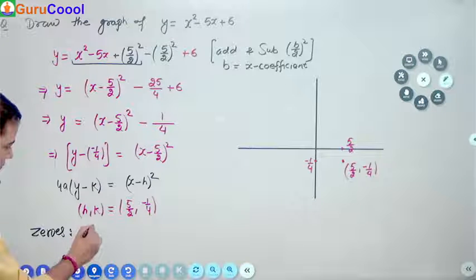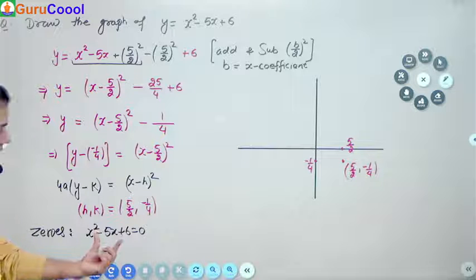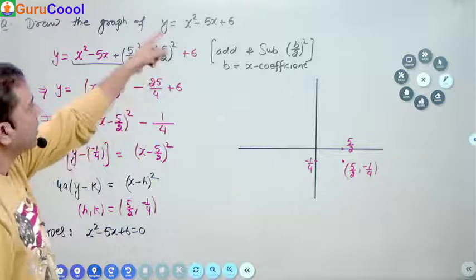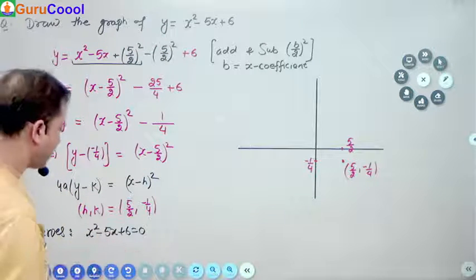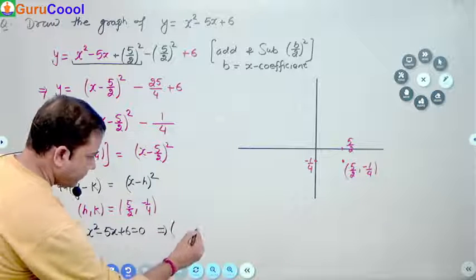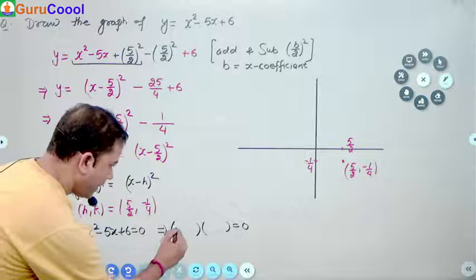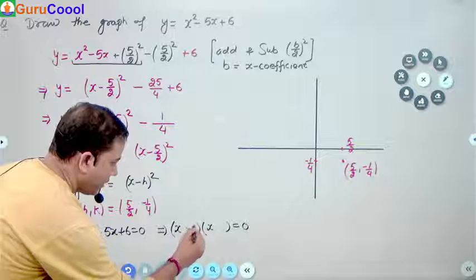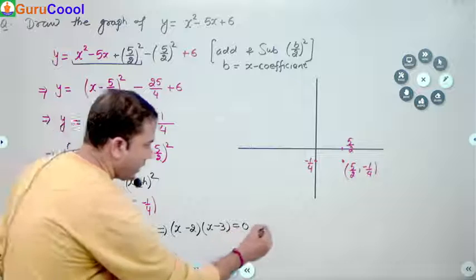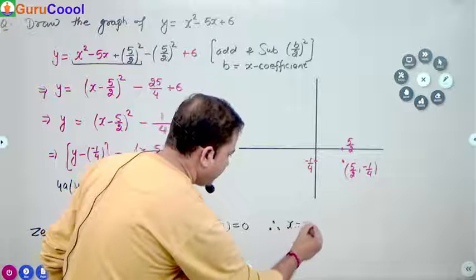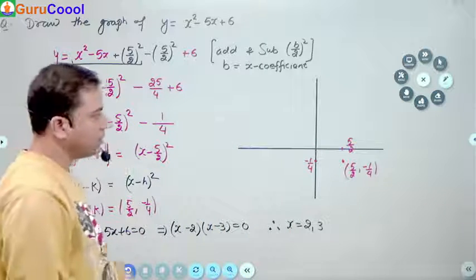Zeros. X square minus 5x plus 6 equal to 0. Equate the quadratic with 0. I mean, make y equal to 0. It will let you know what's x. If you factorize, you'll get minus 2, minus 3. And so, x value is 2 and 3. So there are two x values. That means it will cross the x-axis twice.